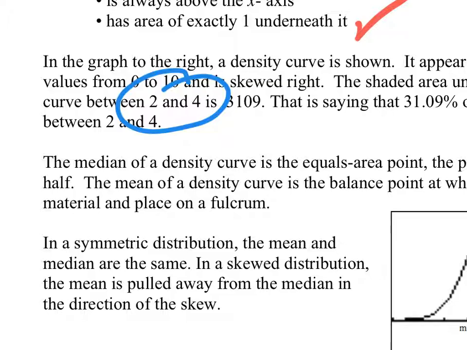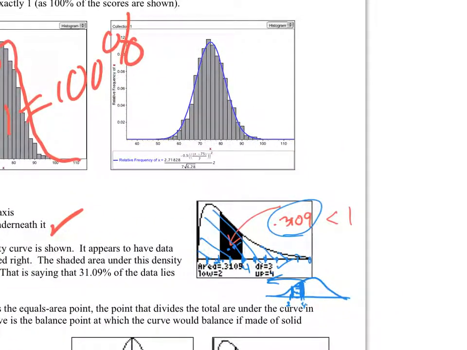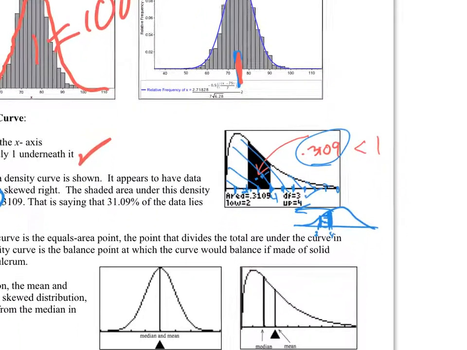The median of a density curve. Well, if I go back up to the top, I'm going to look at this one here. I'm going to say that I think the mean is here, roughly, and the median is here, roughly. Because why? We've had this talk before. Why? Even distribution, symmetrical.